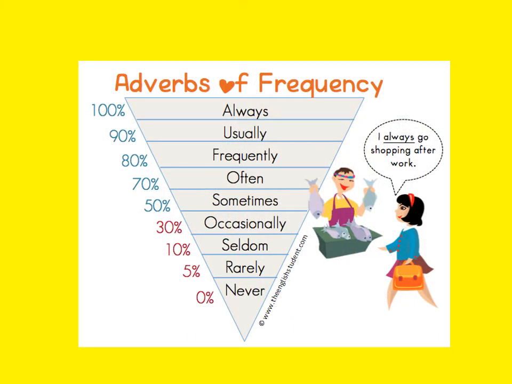Here are adverbs of frequency. If you do an action all the time, 100% of the time, you have to use the adverb always. 90% of the time you use usually, 80% frequently, 70% often, 50% sometimes, 30% occasionally, 10% seldom, 5% rarely, and 0% never.